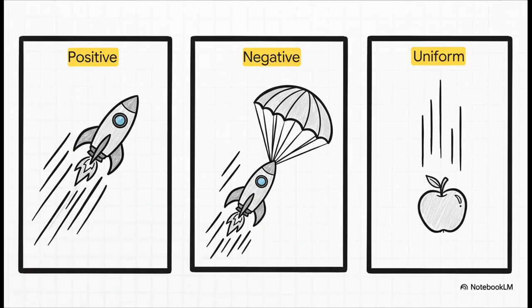So you can think of it like this. Stomp on the gas pedal, that's positive acceleration. Slam on the brakes, that's negative acceleration or deceleration. But what about an apple falling from a tree? It speeds up, right? But it does so at a perfectly steady rate. That's what we call uniform acceleration.